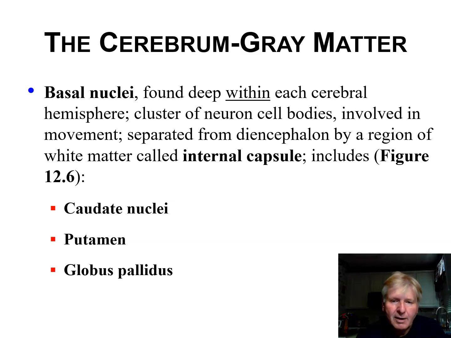And the three basal nuclei are the caudate nuclei, the putamen, and the globus pallidus. The caudate nucleus and putamen are sometimes referred to together as the striate nuclei, and then the globus pallidus is medial to the other two.